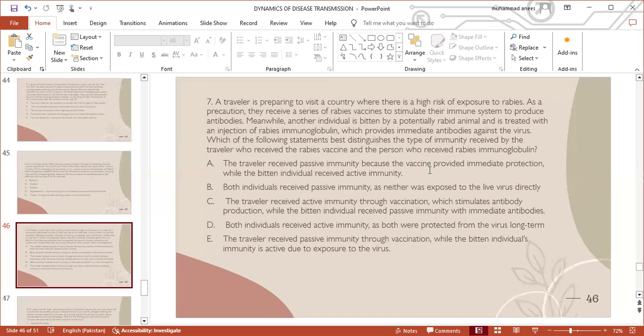A. The traveler received passive immunity because the vaccine provided immediate protection while the bitten individual received active immunity. B. Both individuals received passive immunity as neither was exposed to the live virus directly. C. The traveler received active immunity through vaccination, which stimulates antibody production, while the bitten individual received passive immunity with immediate antibodies. D. Both individuals received active immunity as both were protected from the long-term virus. E. The traveler received passive immunity through vaccination, while the bitten individual's immunity is active due to exposure to the virus. C. Yes, C is the correct answer.